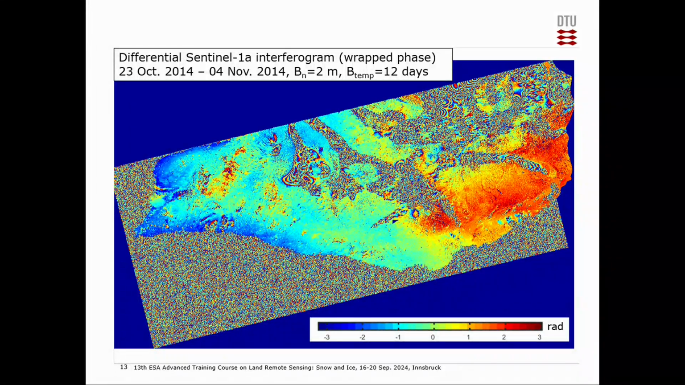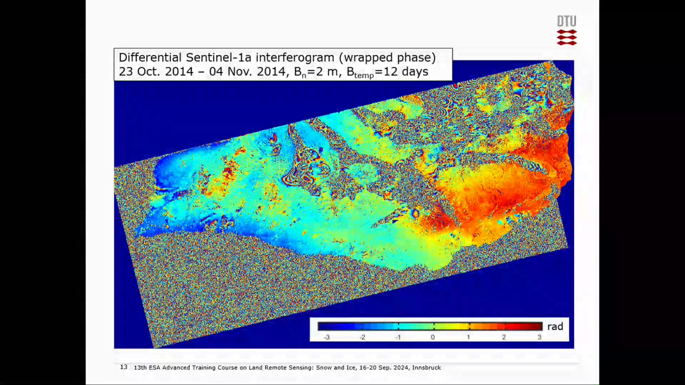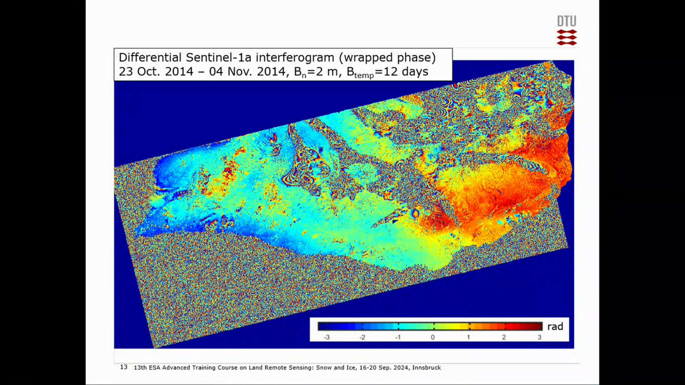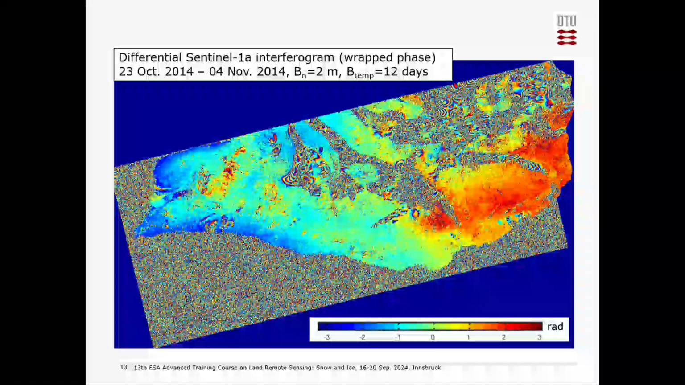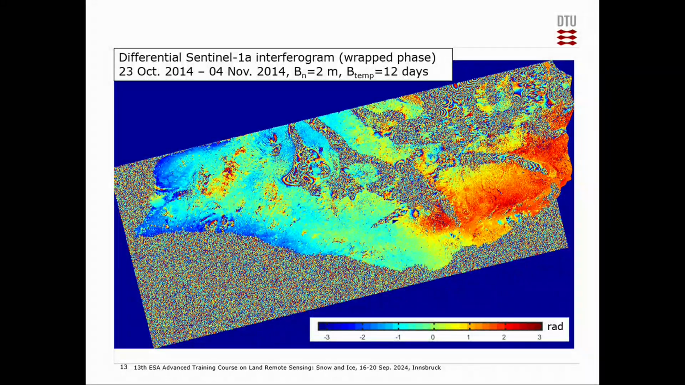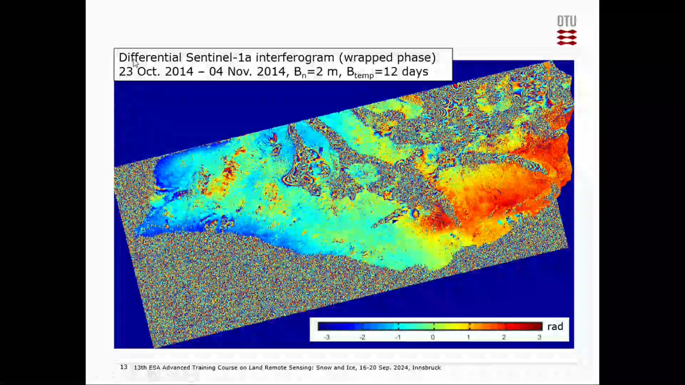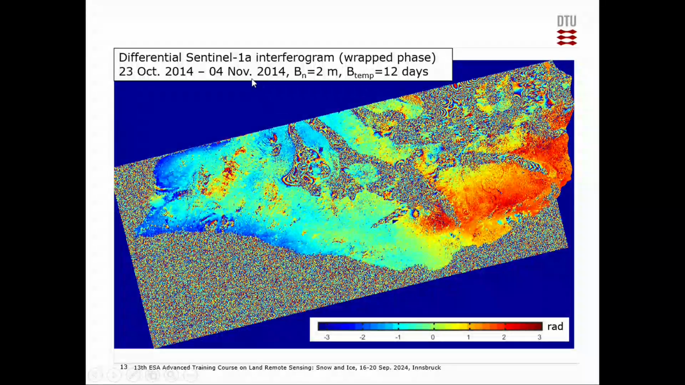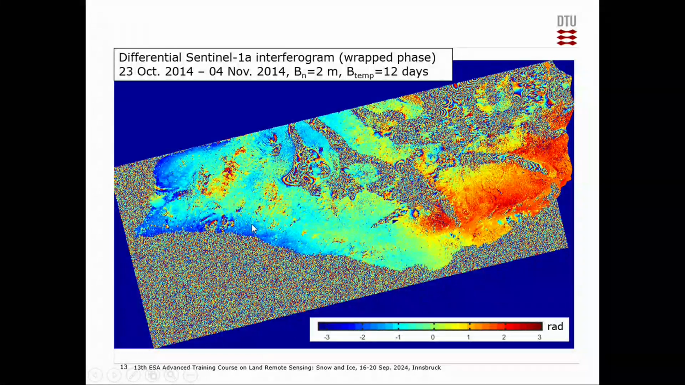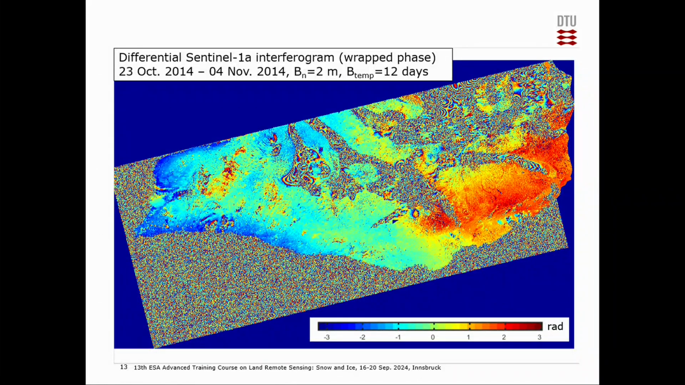An interferogram is the basic thing we observe in SAR interferometry, and it is a map of phase differences. As you see here, it's between minus pi and pi radians, minus 180 and 180 degrees, so on the unit circle. It is a map of phase differences in time and in space. In time, because it is between 2 images, in this case 12 days apart, between 23rd of October and 4th of November 2014. But also in space. As you see, these different colors mean there is a phase gradient, a phase variation throughout this image.